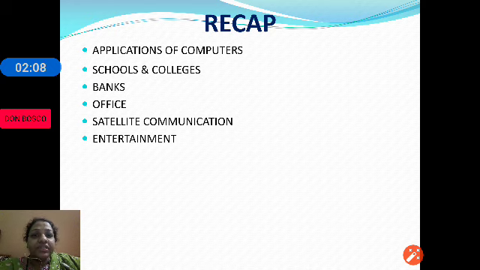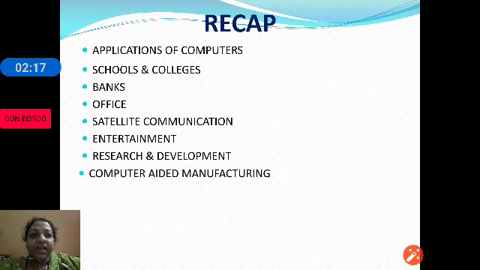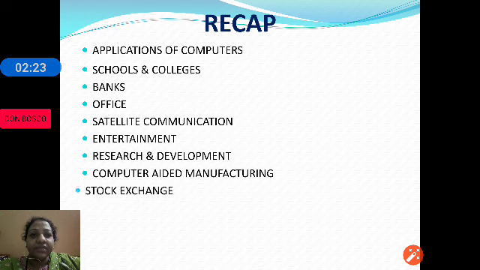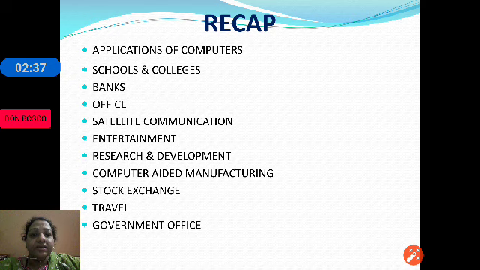We had discussed the usage of computers in schools and colleges, banks, offices, satellite communication, entertainment, research and development, computer aided manufacturing, stock exchange, and also how computers are helpful in making trips or during travel. And also we had learned how computers help us to get different information from the government offices through their websites. So these are the topics we studied in the previous class.